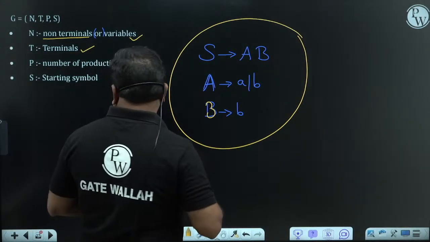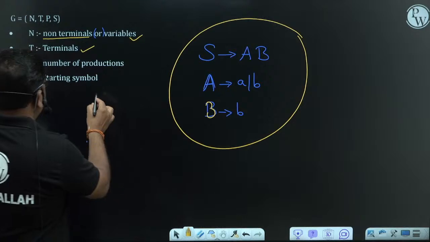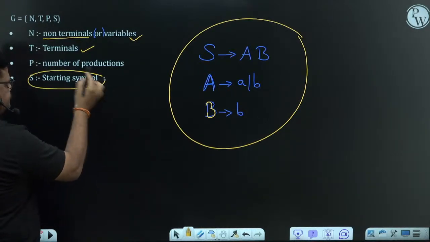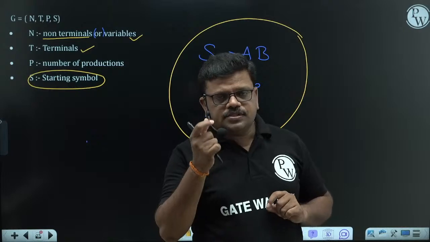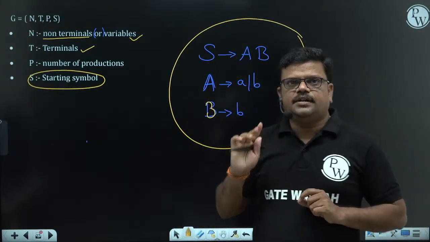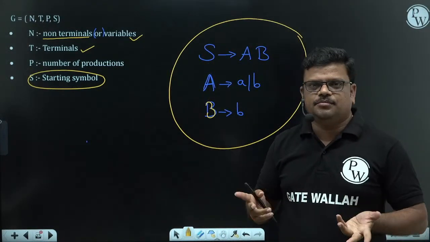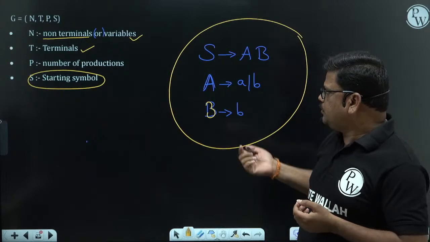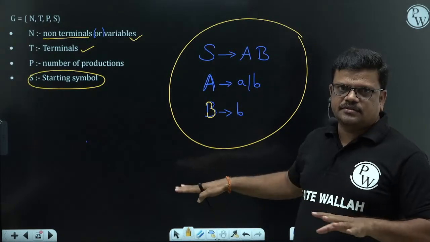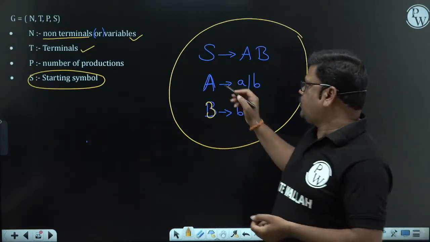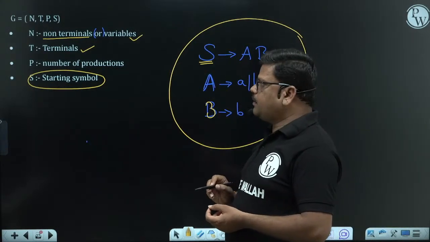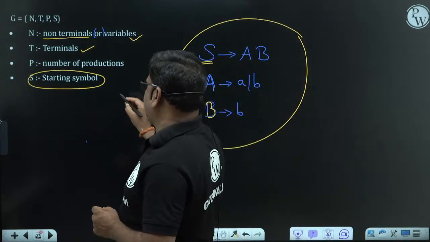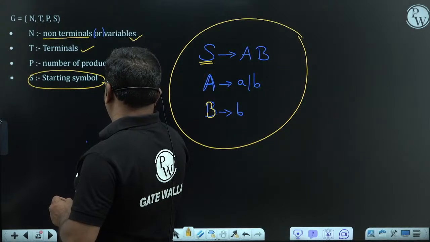First, let me explain what a starting symbol is. In any grammar, the first symbol that is there is the starting symbol. Very simple, easy one. The starting symbol cannot be written anywhere; it should be at the top. So what is the first position? Symbol S. So the starting symbol of this grammar is nothing but S.